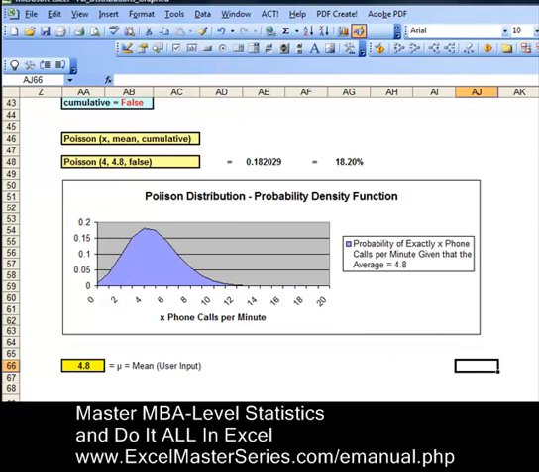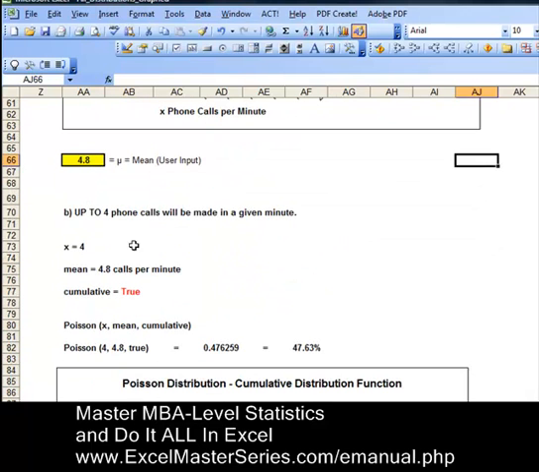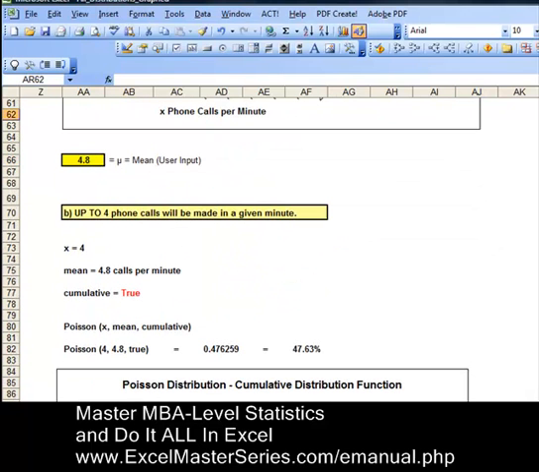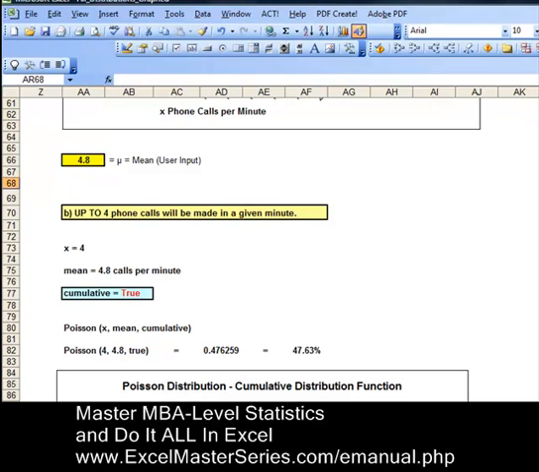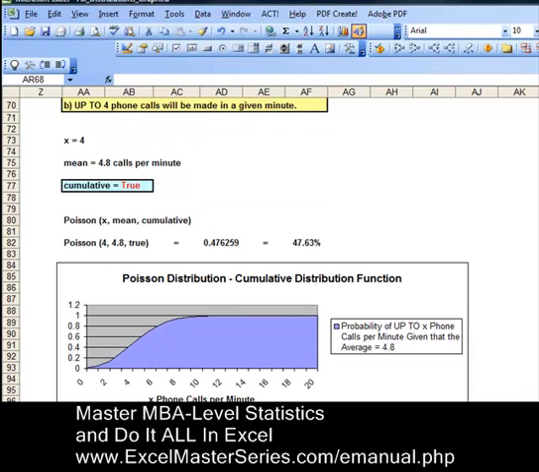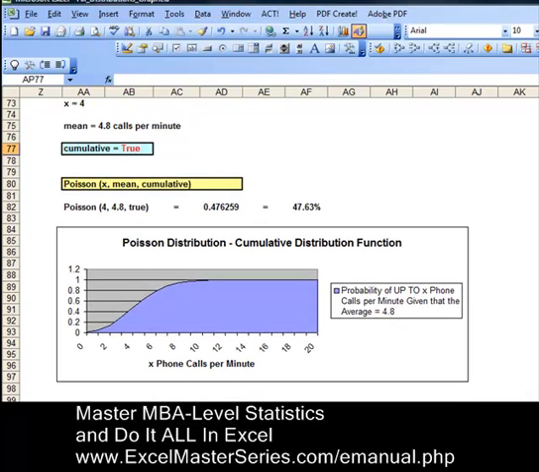Now, if we ask the question, what is the probability that up to 4 phone calls are made in a given minute? We're using the cumulative distribution function. And in this case, we're setting cumulative to true. That's the only change. And in this case, this will give us an answer that there's a 47.63% chance that up to 4 phone calls are made in any given minute.